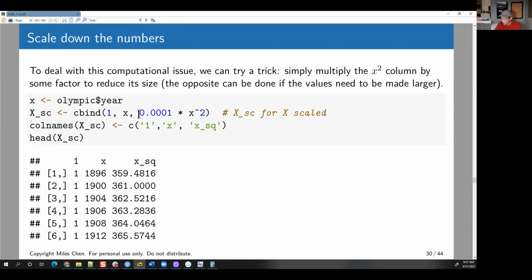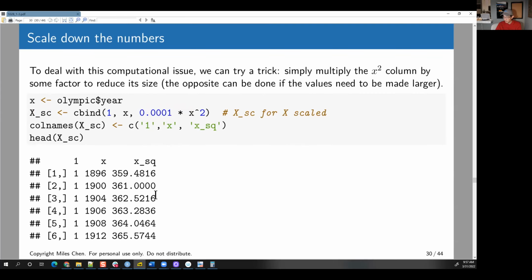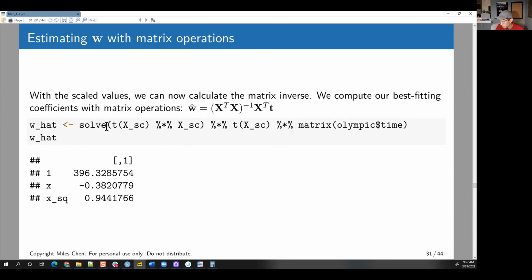So all I'm doing here is taking x squared and scaling it. I'm creating a new matrix called x scaled. It's going to be 1, x, and x squared, where x squared is just 0.0001 times x squared. And now I don't run into any problems. I can do x transpose x inverse using my x scaled matrix. So x transpose x inverse, this doesn't produce an error, times x transpose times t. And this works just fine.